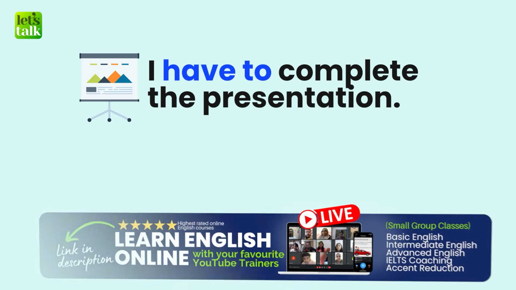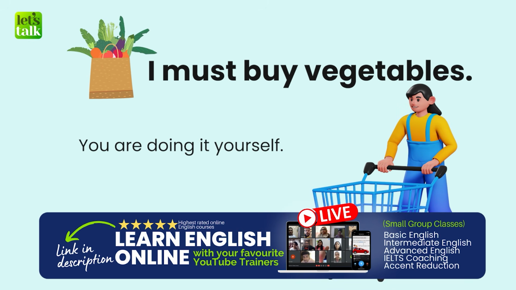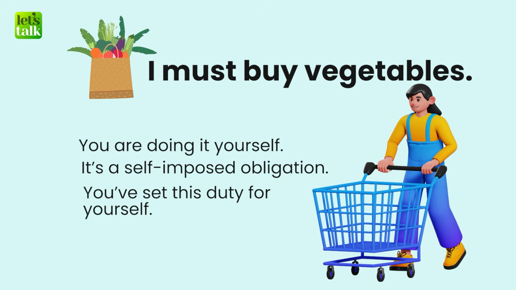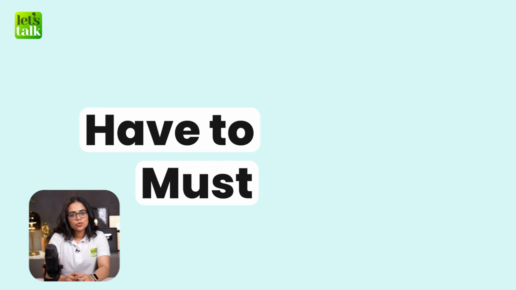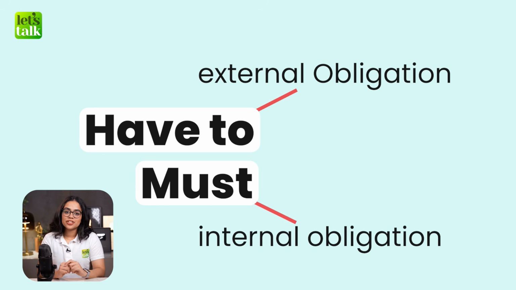Now the second sentence. I must buy vegetables. No one has forced you to do it. You can always buy ready-to-eat food. But you instead decide to buy vegetables and cook. It's a self-imposed obligation. You have set this duty for yourself. We use have to for an external obligation and must for the internal or personal obligation.